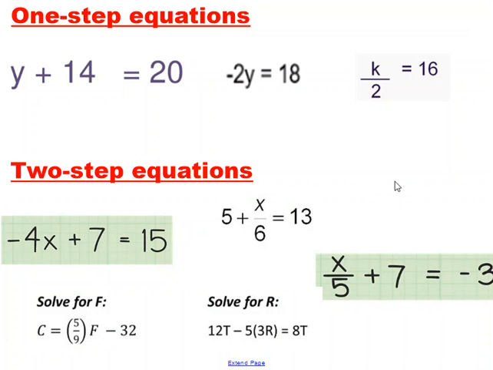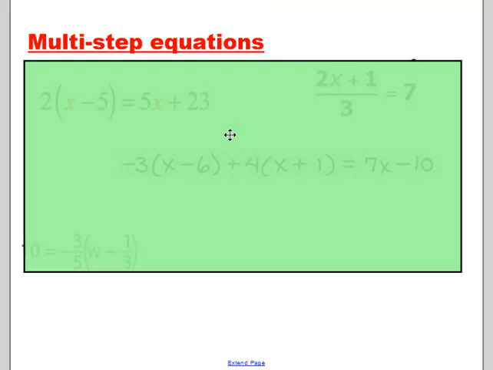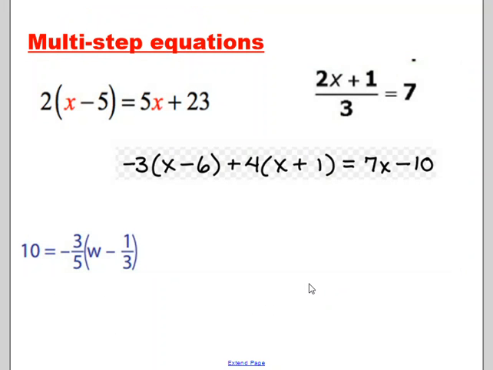Okay, now we have to do a couple things to get the variable by itself because there's addition and then there's also multiplication. We want to undo those. Okay, so it gets a little more complicated with two-step equations. It also gets then into multi-step equations where we might have a lot of things going on. And now we really have to kind of know what to do.